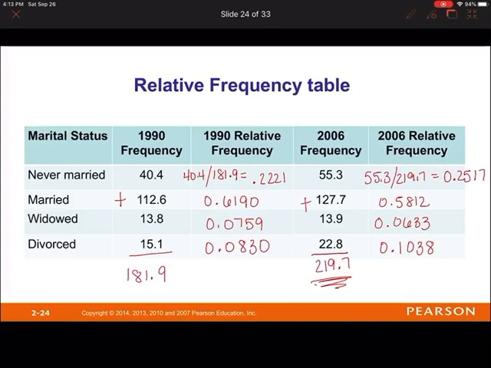And again, now that we have the relative frequencies, we can go ahead and make our relative frequency chart graph. Okay. So again, creature of habit, I like my frequency, or in this case, my relative frequency, on my Y side. So again, I'll call that relative frequency. And then across the bottom, that's going to be our marital status.